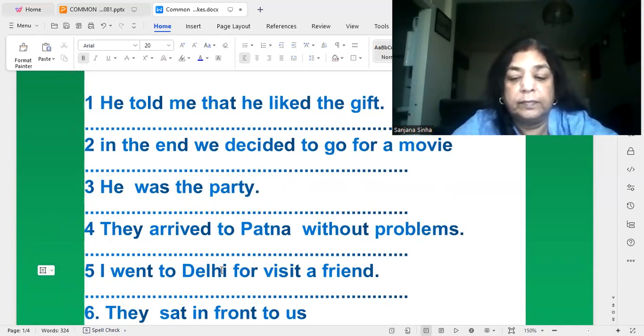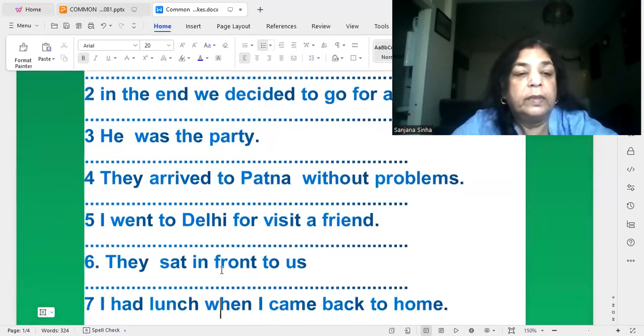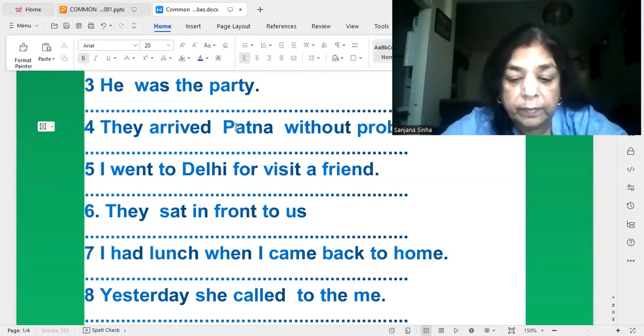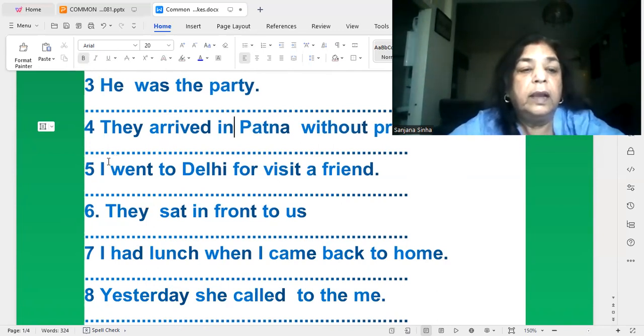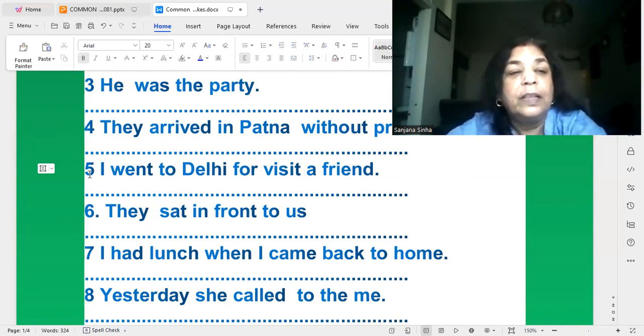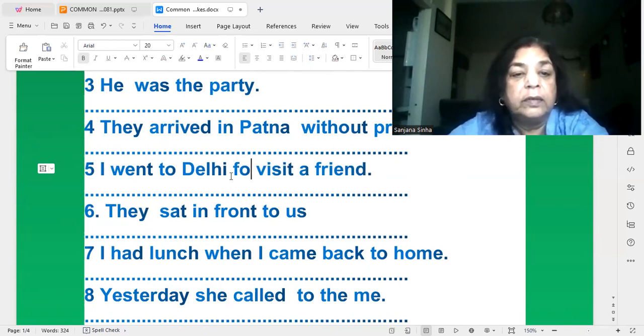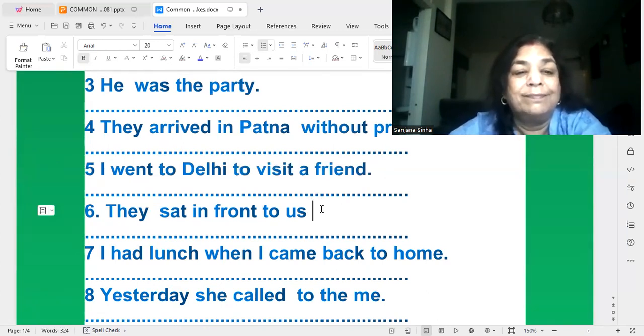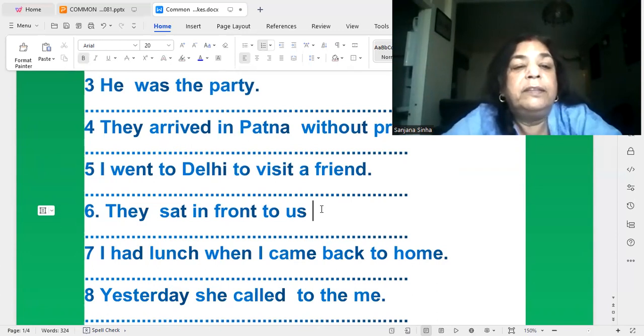The fifth. I went to Delhi for visit a friend. Please correct this. Any option? Yes. I went to Delhi to visit a friend. To visit a friend. They went to Delhi to visit a friend.